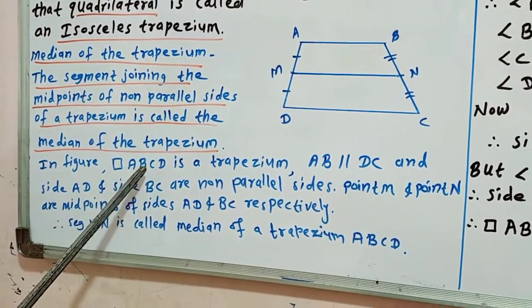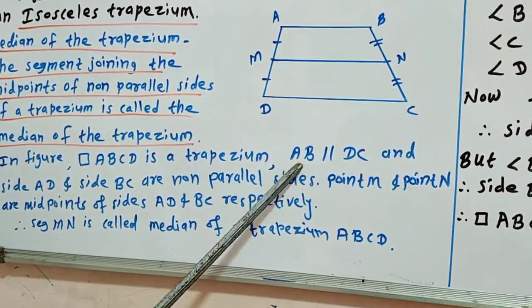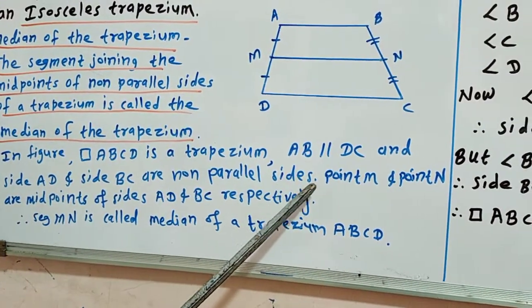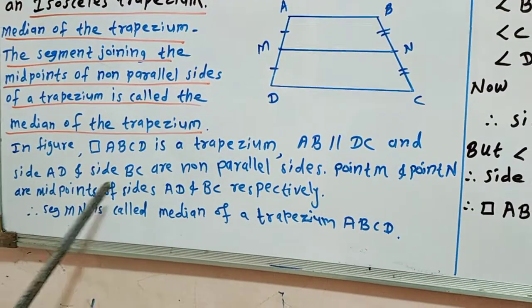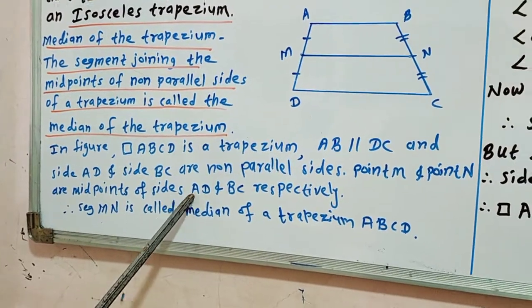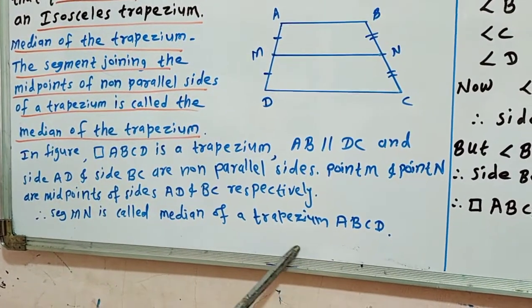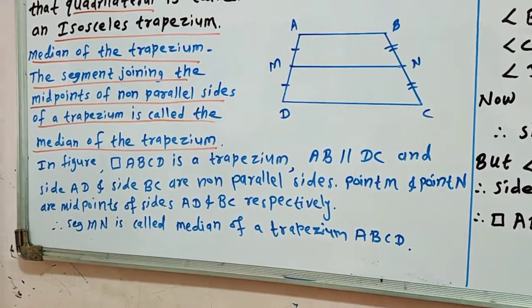See here in the figure, quadrilateral ABCD is a trapezium. AB is parallel to DC and AD and BC are non-parallel sides. Point M and point N are midpoints of sides AD and BC respectively. Therefore, segment MN is called the median of trapezium ABCD.